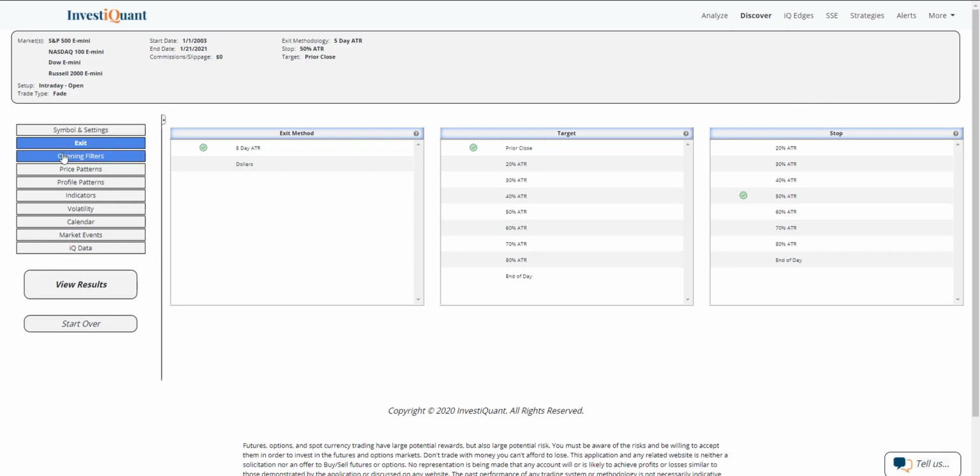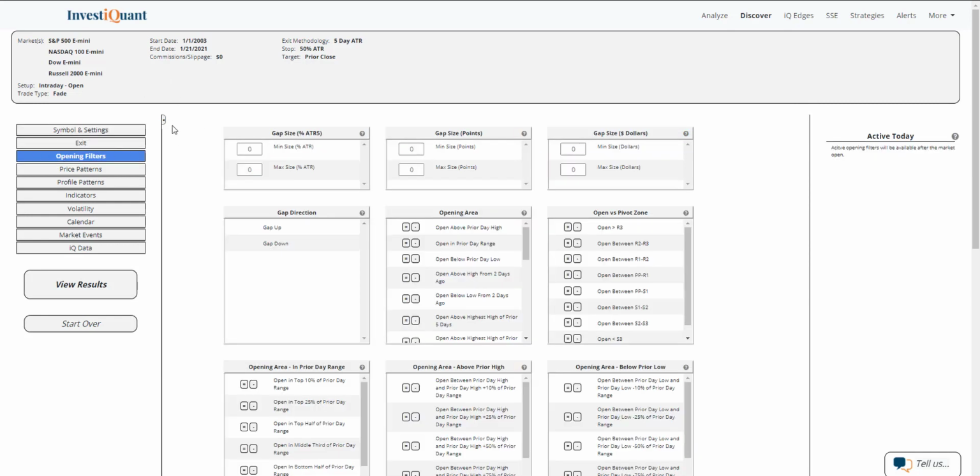Next, I'm going to go into the opening filters. And since we've got this up gap forming, we're trading above yesterday's closing price, I'm going to go ahead and add that in the gap direction. And that's going to make this fade setup based upon shorting up gaps. And I'm also going to go into this gap size as a percent of the 5-day ATR. And I'm just going to put a minimum gap size in there.